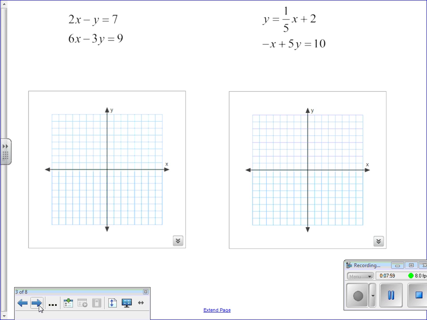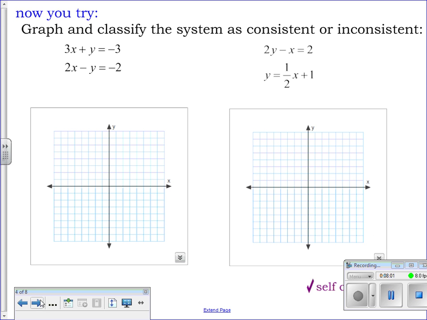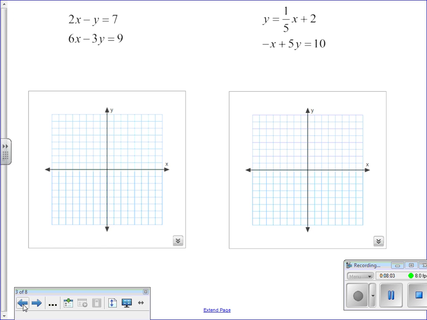Same thing, a couple more examples, I think. So once again, graph the first one. 2x minus y equals 7. So the y-intercept is -7. The x-intercept is 7/2, which is 3.5.